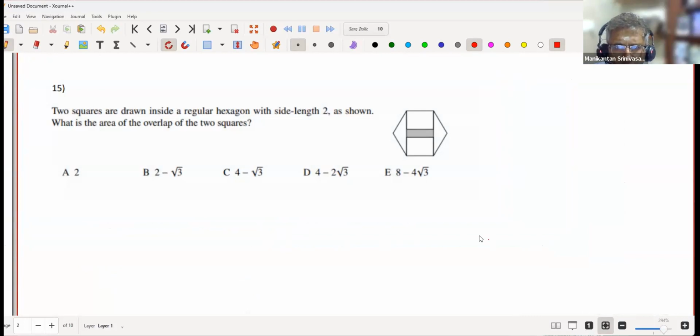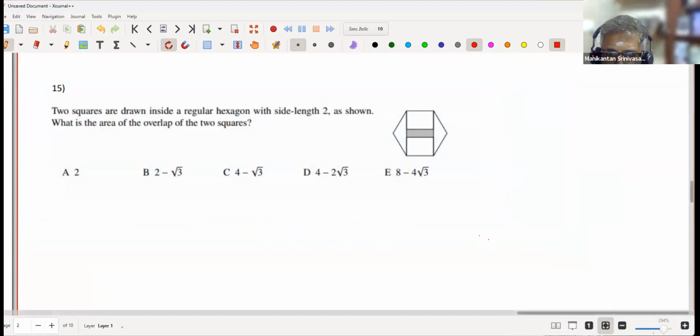The side is 2. This side is 2, right? Again, multiple ways to do this. So this is 2 and this is 2. And then what is the overlap area of the 2 squares? This rectangle, right? So it's nothing but the 2 squares minus the whole rectangle.